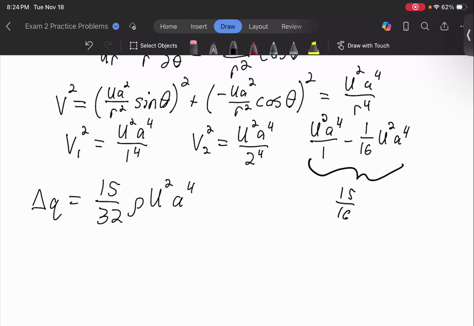For the streak line, how would you draw it? Like, path line's fine, you just draw a path of the particle. Nobody's asking you to draw a streak line. That would be cruel and unusual punishment. And I'm only into the cruel punishment.